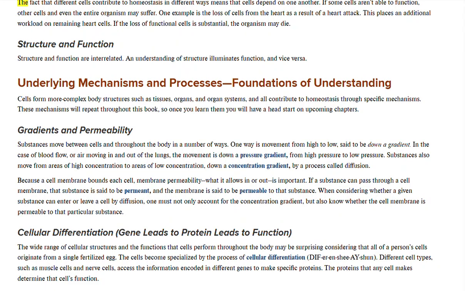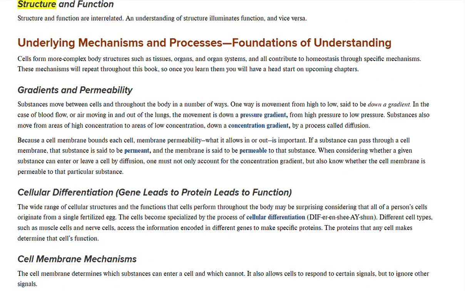Interdependency of cells. The fact that different cells contribute to homeostasis in different ways means that cells depend on one another. If some cells aren't able to function, other cells and even the entire organism may suffer. One example is the loss of cells from the heart as a result of a heart attack. This places an additional workload on remaining heart cells. If the loss of functional cells is substantial, the organism may die.